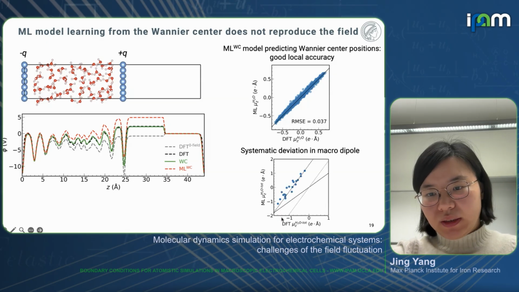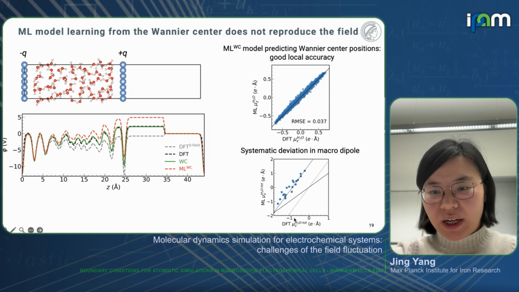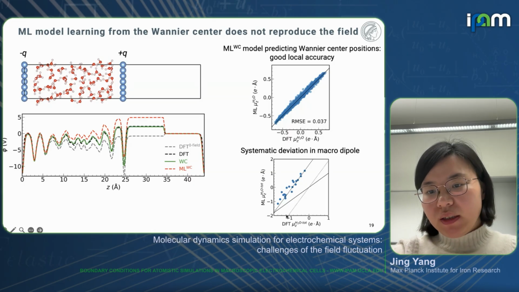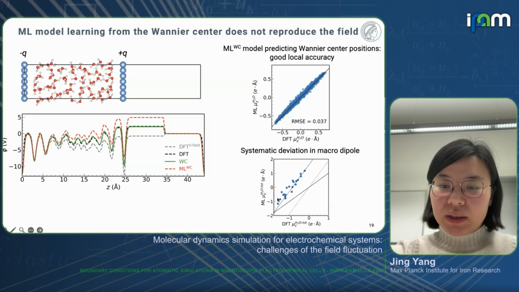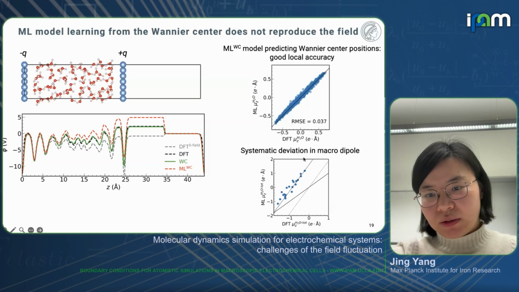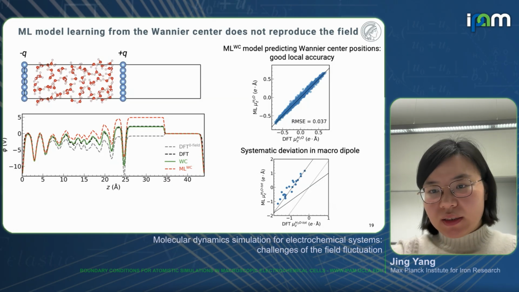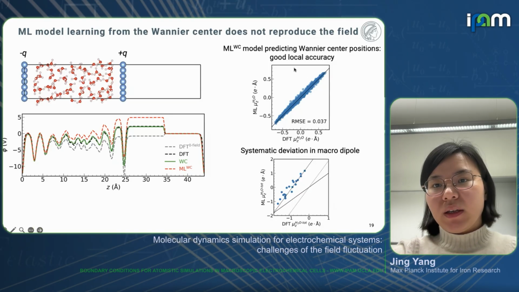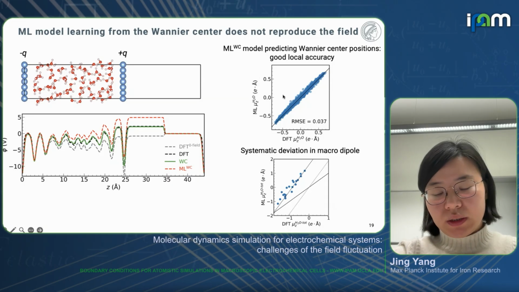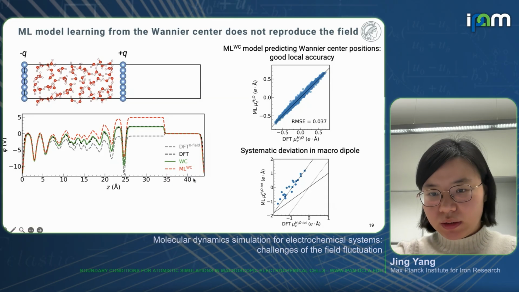So now I'm plotting this comparison of the macro dipole of the system, comparing the machine learning result with the DFT for different frames. These are 20 frames of data I'm showing. What you can see is that there is a systematic deviation in the macro dipole that we are predicting if you take the result of this machine learning model learning from the local Wannier center positions.